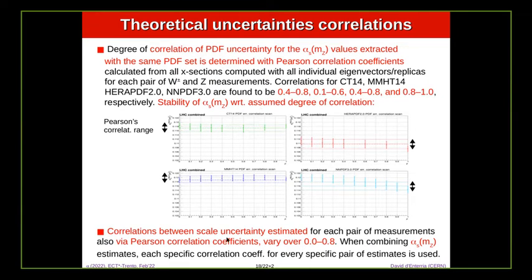We do the same for the scale uncertainties. And again, depending on the PDF, we find Pearson correlation coefficients between 0 and 0.8. Anyway, you see here that the dominant theoretical uncertainty is PDF, and the alpha S value is basically constant with respect to the amount of correlation assumed. But we will propagate this properly, as I will show you later.